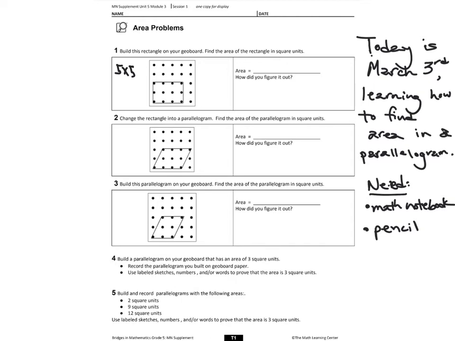Now, it asks us how we find the area. Now, remember, perimeter is the distance around a shape, right? So if we were looking at perimeter, we would say, okay, that's 3 by 2. So 3, 2, 3, and 2. Add those together, you get 10. So the perimeter would be 10 units. Right? We don't know if those are inches or yards or feet, so we just say 10 units.